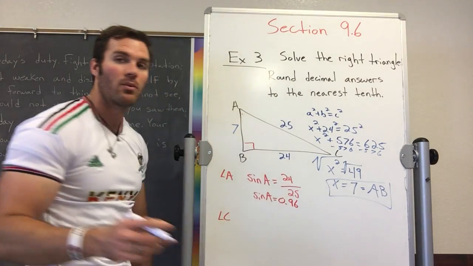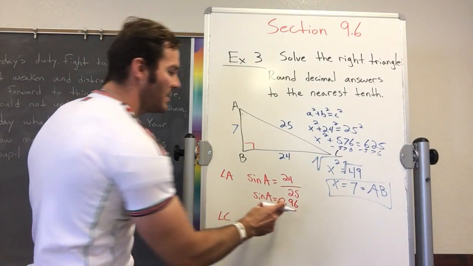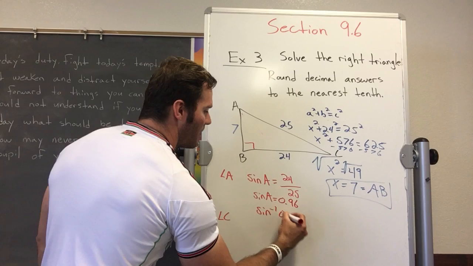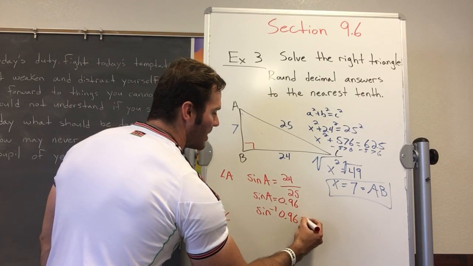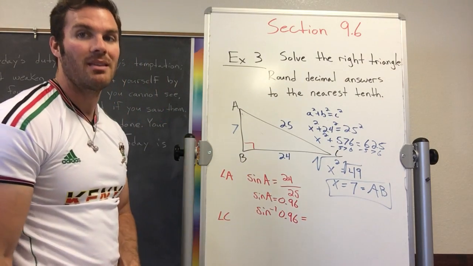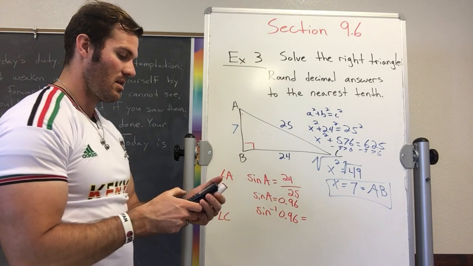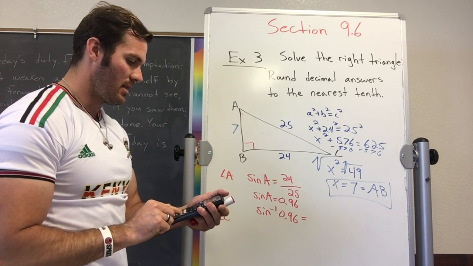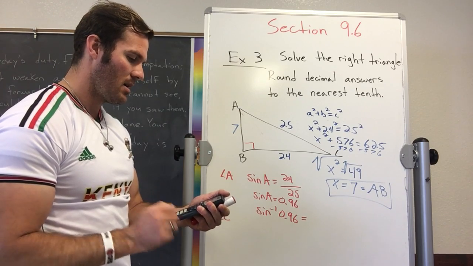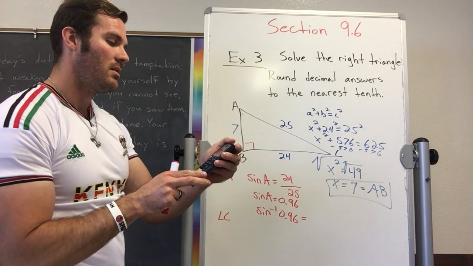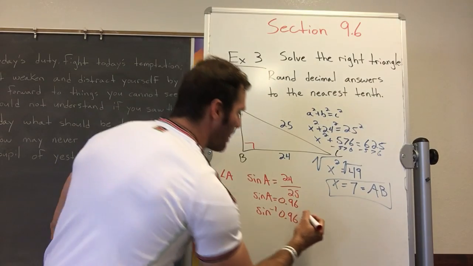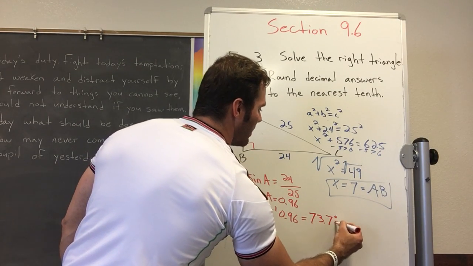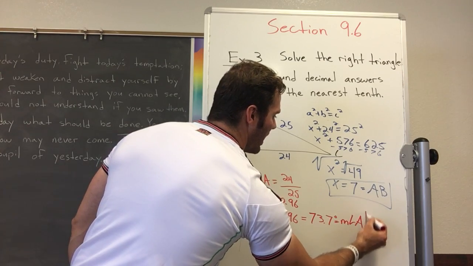Now, we just learned about doing the inverse. Let's take the inverse of 0.96, and it's going to come out to be the measure of the angle for A. So inverse sine of 0.96, round to the nearest tenth, 73.7. 73.7 degrees equals the measure of angle A.